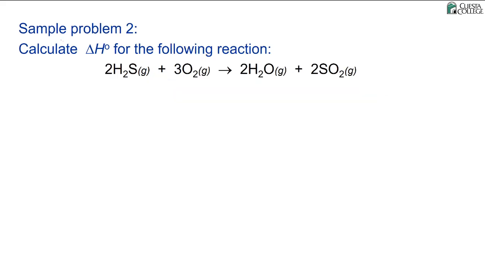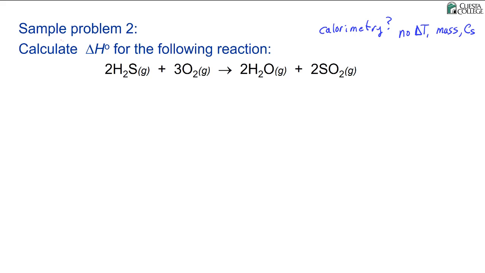Calculate the delta H for the following reaction. We can look at this, and we can think, where would we start? Well, do we have calorimetry data? Calorimetry data would be things like delta T, specific heat capacity, and masses. We don't have any of that kind of information, so we're not going to be able to use calorimetry.